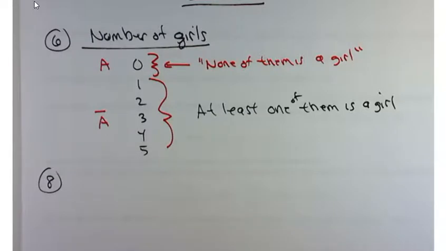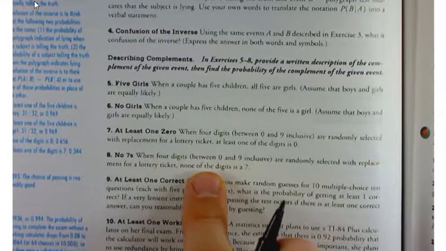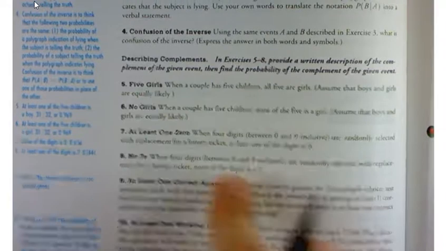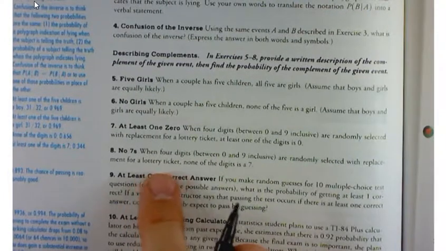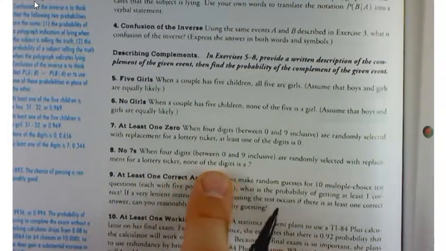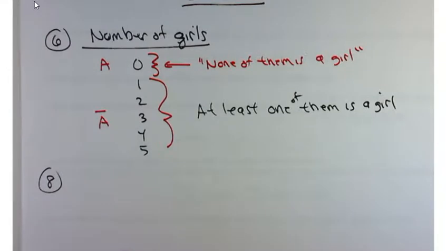Let's take a look at problem number 8. It's a nice example of that. Let's do number 8 anyways. When 4 digits between 0 and 9 inclusive are randomly selected with replacement for a lottery ticket, none of the digits is a 7. So, again, you want to look at the different things that can happen. So the number of 7s in a 4-digit number.